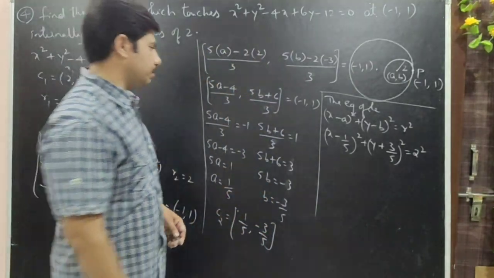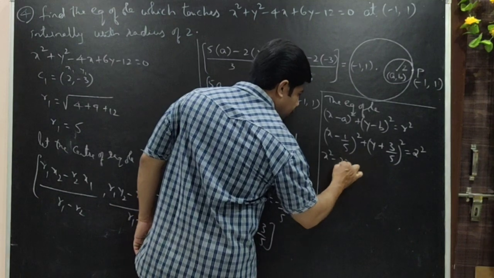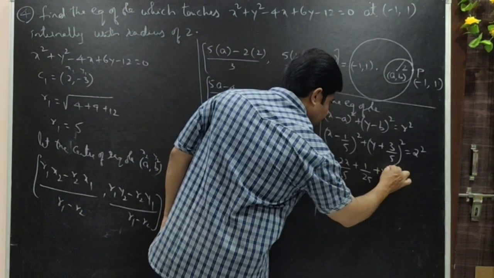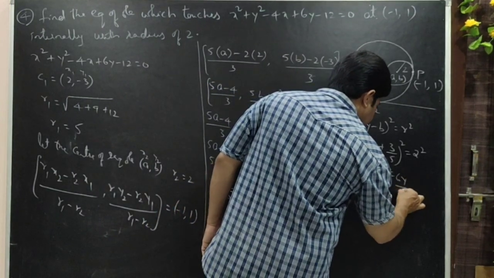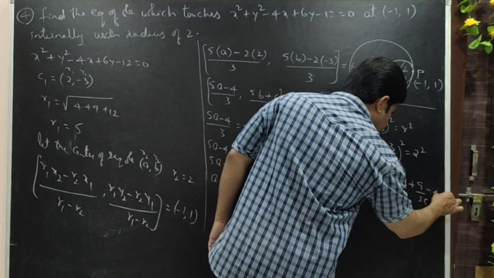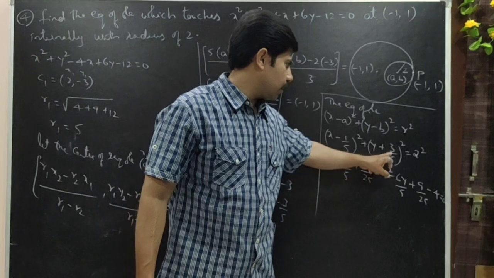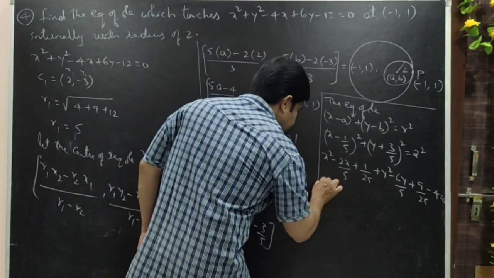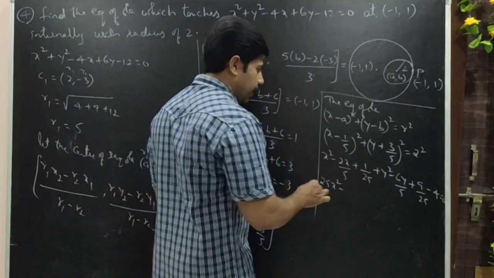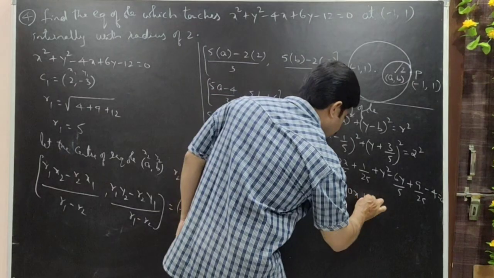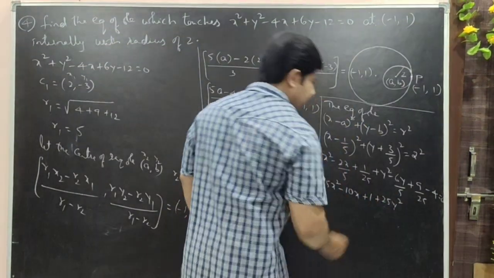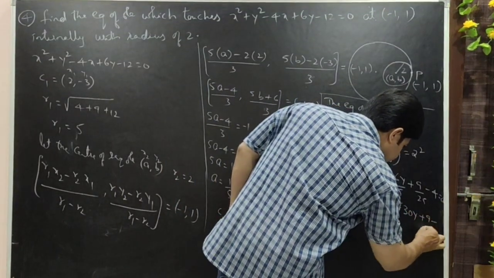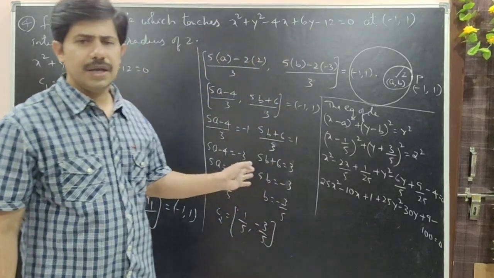Okay, now we'll expand this. x square minus 2x into 1 by 5 plus 1 by 25, plus y square plus 6y by 5 plus 9 by 25 minus 4 is equal to 0. So here I'll take LCM. The LCM is 25. So we get 25x square minus, 5 twos are 10x, plus 1, plus 25y square, then plus 30y plus 9 minus 100 is equal to 0. Just simplify this by taking LCM after expanding.